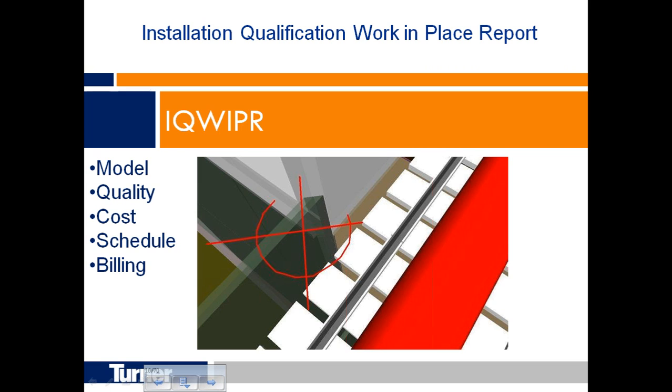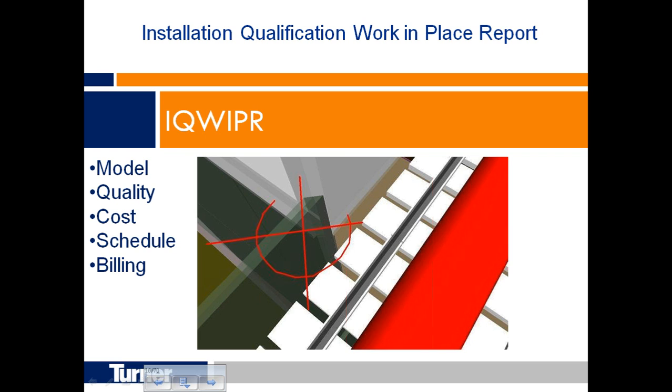The other thing that we can do with this, and we call it IQ Whopper, is an installation qualification work in place report. You're seeing a coordinate here. A lot of times people talk about clash detection in BIM modeling. We do what we call reverse clashes, where we've gone out and shot a coordinate for something that was installed. You can see this point here, and we bring that back into the model, and we're able to measure the accuracy of how well the work matched the model.